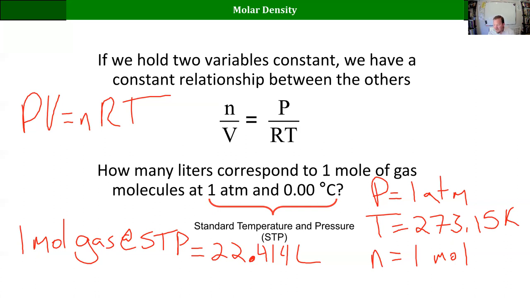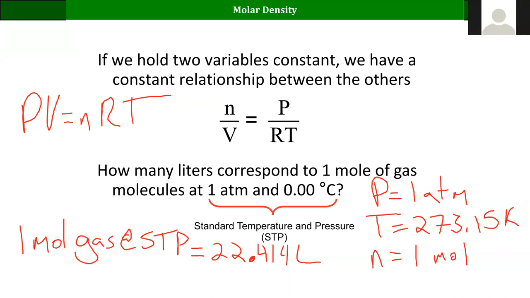So STP winds up being a very helpful thing. And it also gives you, again, a good ballpark understanding. Even if we're not at exactly 1 atmosphere and 0 Celsius, you can still say things like, I know about 20 liters of gas is 1 mole. And so again, that gives you a reasonableness check, even if you're not exactly at standard temperature and pressure.